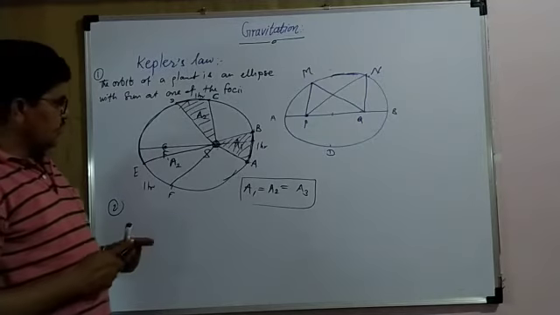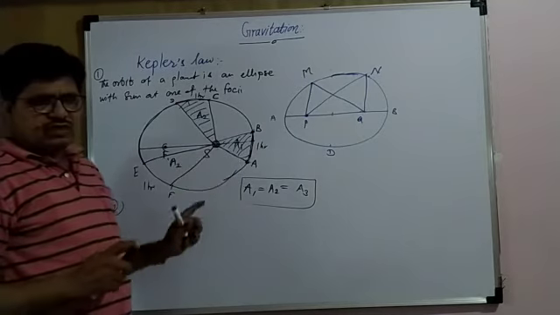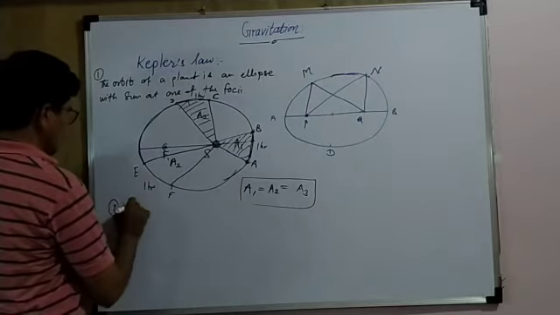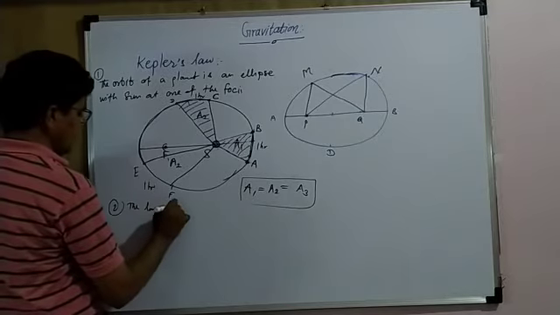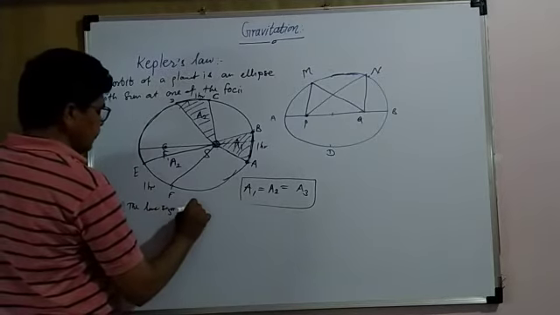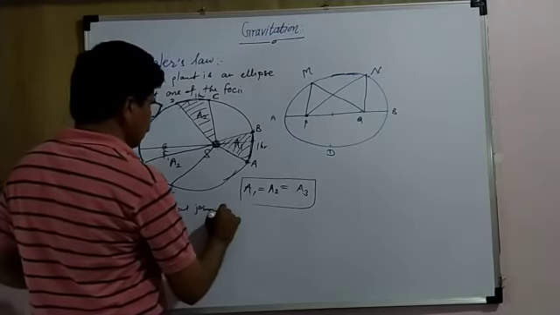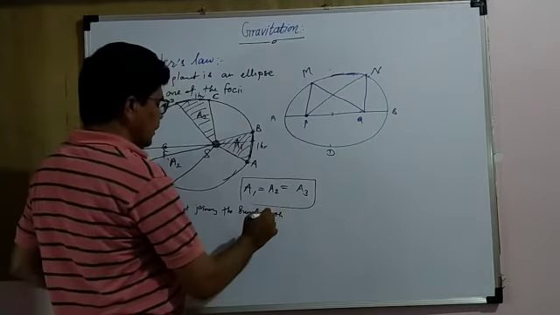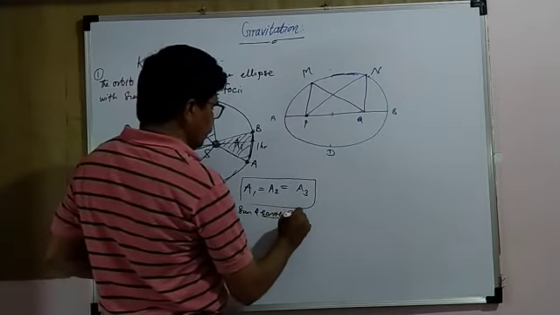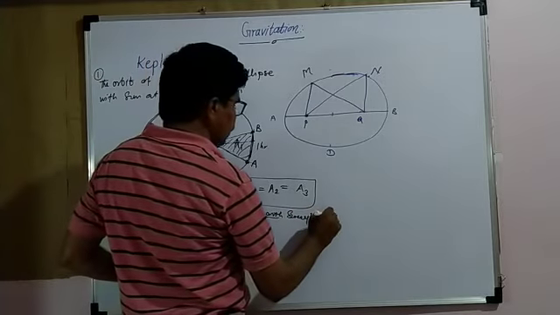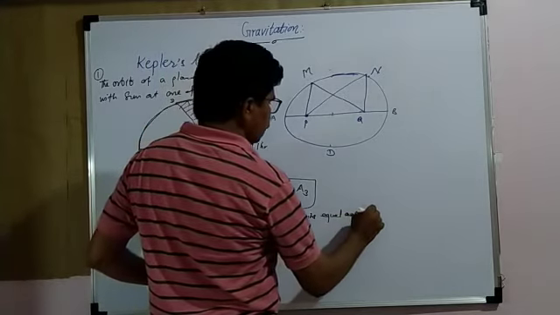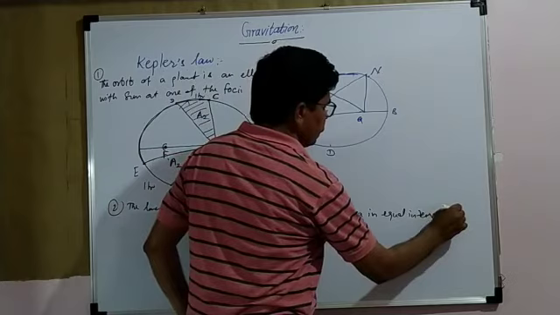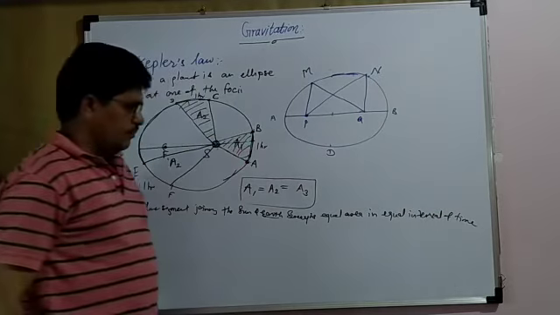The line joining the sun and the earth sweeps equal area in equal interval of time. This is the second law. The line segment joining the sun and earth, or sun and planet, sweeps equal area in equal interval of time. This is the second law.